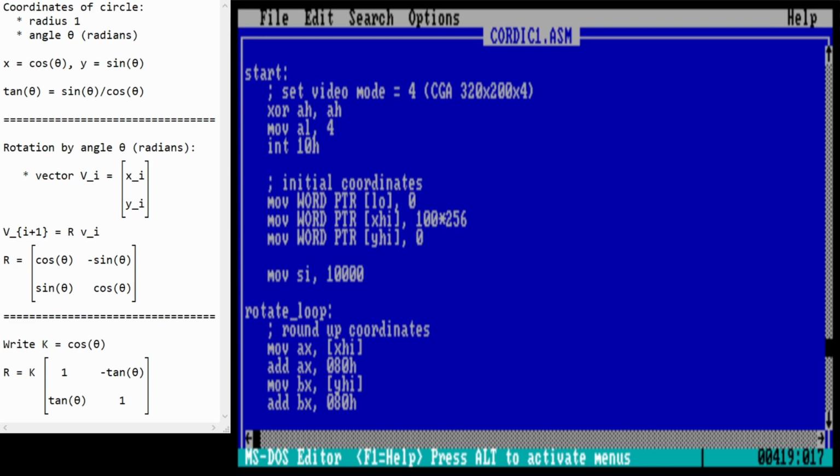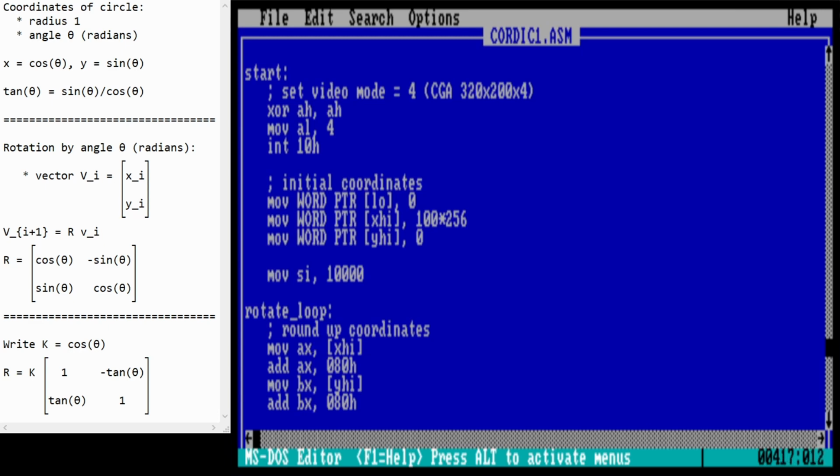So we have to round those values to integers. And one way of doing that, because of this 2's complement representation, is just to add 0.5 to each of the values and then take the integer part. So that's what we're going to do. And adding 0.5 in that fixed point representation is just the same as adding 080 in hexadecimal to the second byte. And so it just means adding 80 in hexadecimal to the AX register and to the BX register, respectively.